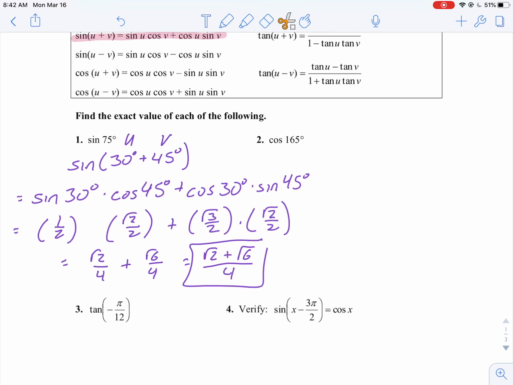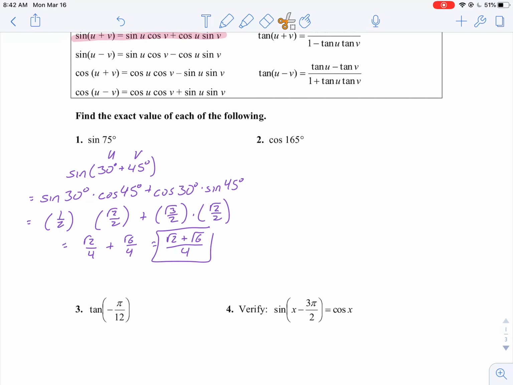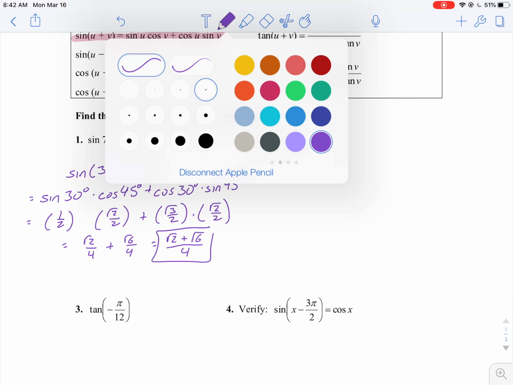You can verify this in your calculator if you want by plugging in the sine of 75 and plugging in this expression, and they should come up with the same decimal. All right, next example. Let me shrink this one a little bit so I have a little bit of room here. The cosine of 165 degrees.